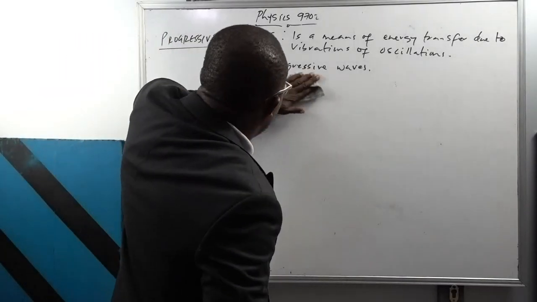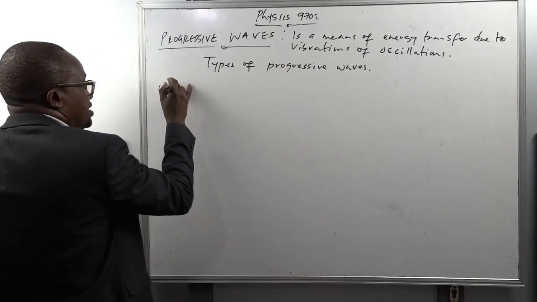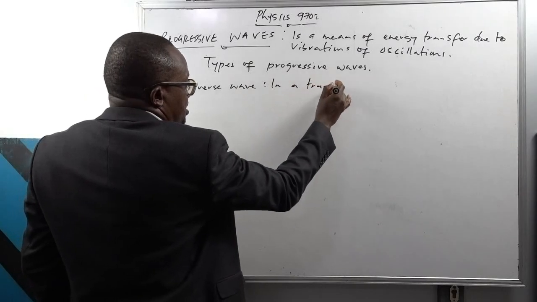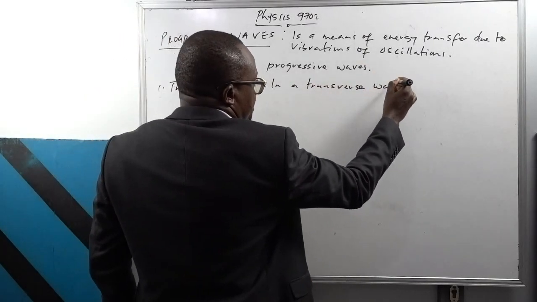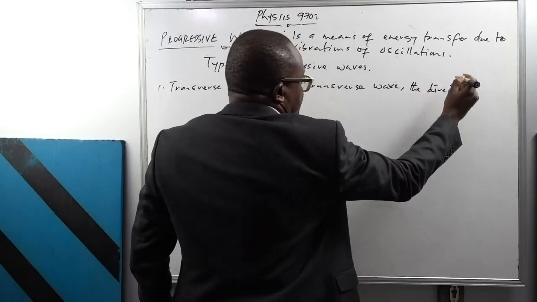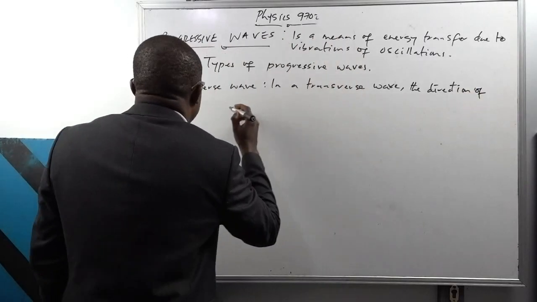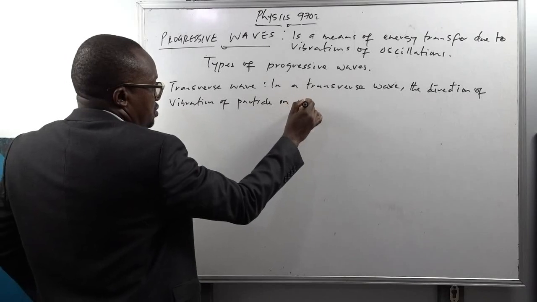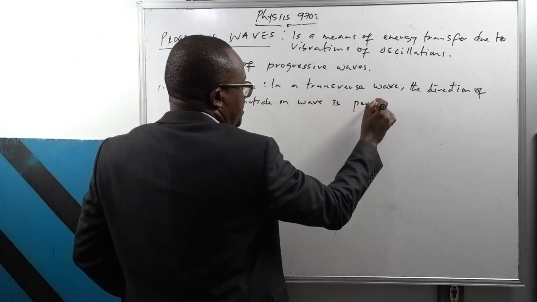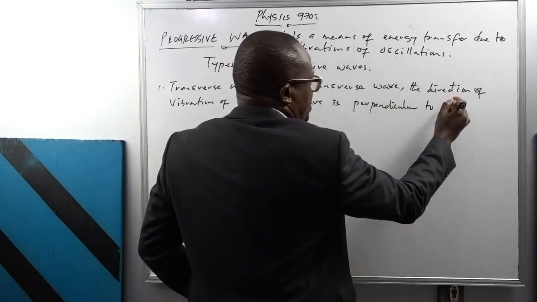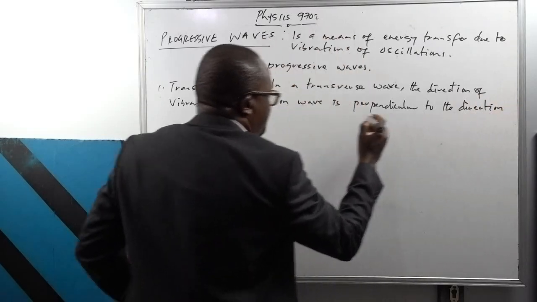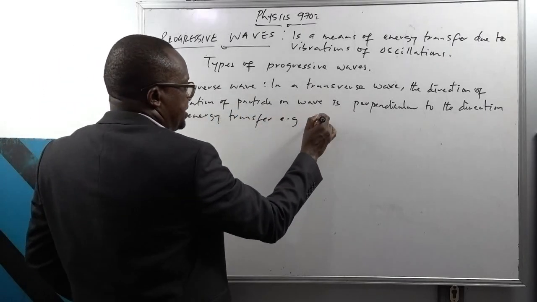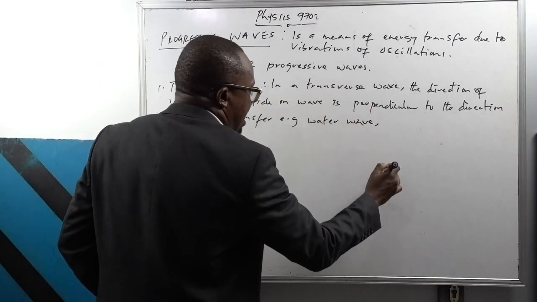So we say that in a transverse wave, the directions of vibrations of particles on the wave is perpendicular to the direction of energy transfer. Example of that is water waves and electromagnetic waves.